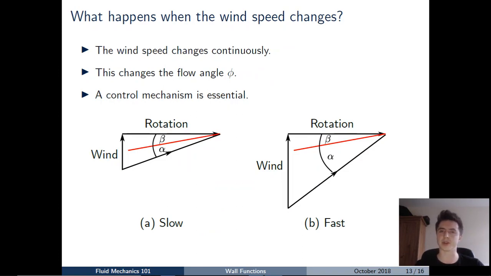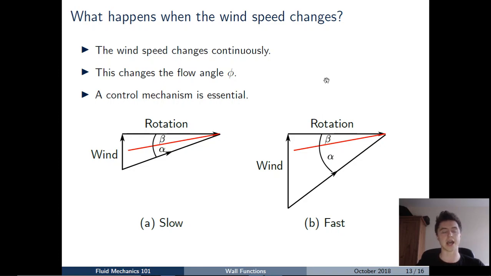Now, what happens when the wind speed changes? So in a typical environment that you might install a wind turbine in, that free stream wind velocity is going to be varying continuously, varies all the time. And so what happens to the blade under these conditions? Well, I've got two diagrams for you here. On the left, we've got a diagram where the free stream wind speed is very small, and on the right, I've got a diagram for you when the free stream wind speed is very large.